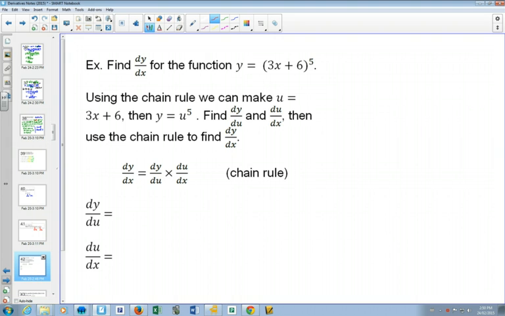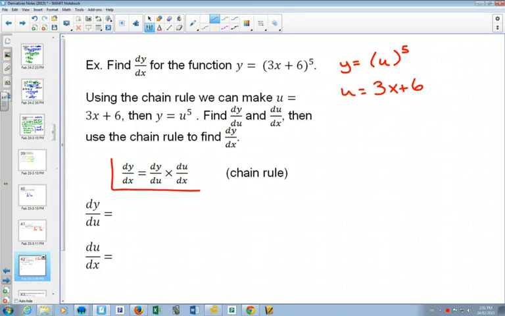What you do to start with is you make the inside some letter. So you choose u, and then u is equal to 3x plus 6. And then your derivative dy dx is dy du times du dx. That's the formula that we had before. This is your outside, this is your inside. But what it allows you to do is if you make u equal to 3x plus 6, then your function just becomes u to the 5, where u is equal to 3x plus 6.